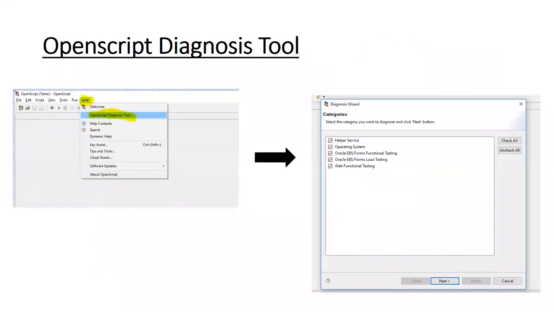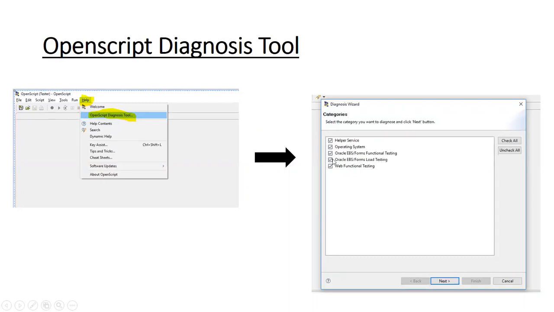Before I start listing down all the different issues and problems which people face during record and playback, I just want to give you a suggestion: we have a wonderful inbuilt tool in OpenScript to resolve issues on its own, and it's called the diagnostic tool. Once you open OpenScript, under Help you will see OpenScript diagnostic tool. Just open that tool and you will see the list of checkboxes.